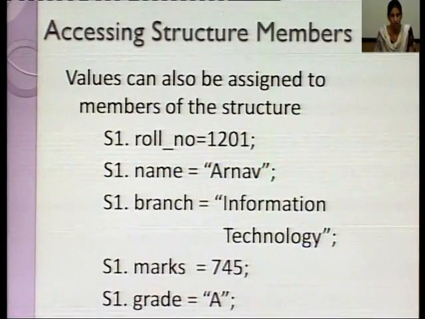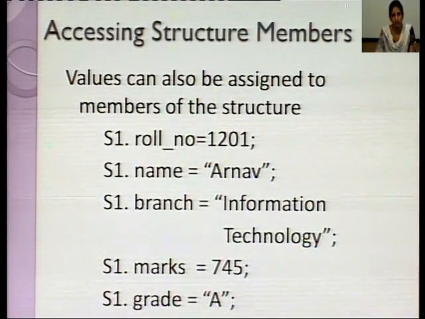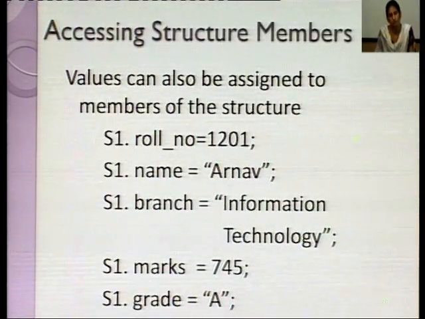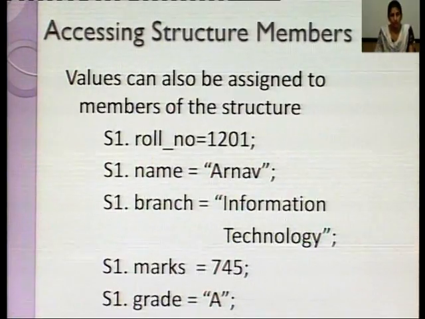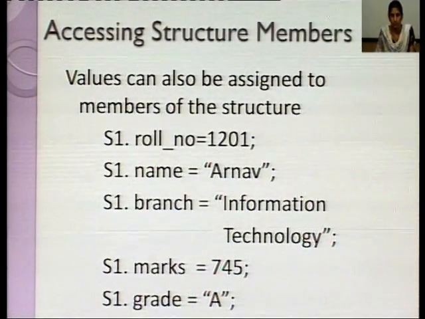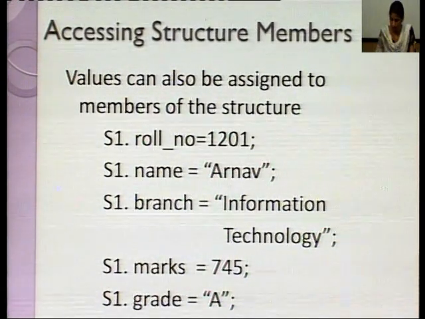Similarly s1 dot name is equal to Arnav, it is a string, so we will keep it in double quotes. And again s1 dot branch, information technology, we will keep it in double quotes because it is a string. Then s1 dot marks, again integer type variable. Then s1 dot grade, again in double quotes because it is a character type variable.